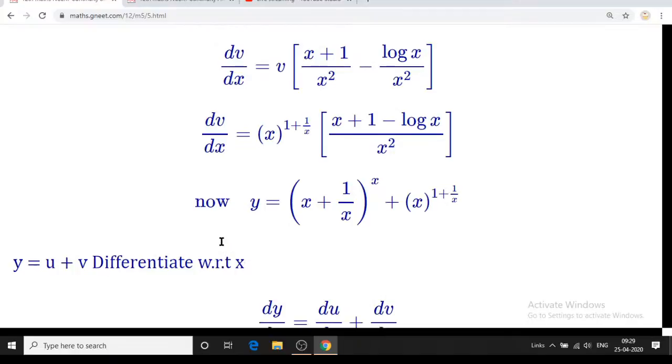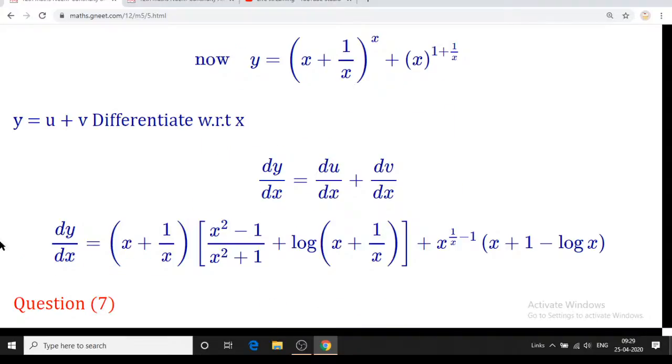Now the question was y. We have written the question. Now this we have assumed as u and this we have assumed as v. So y is equal to u plus v. Now differentiate this with respect to x.